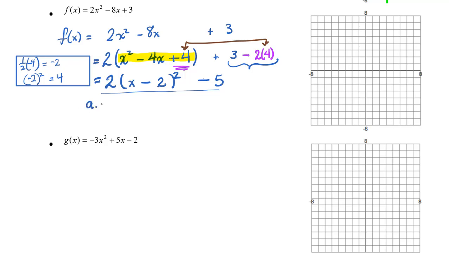My axis of symmetry is at x equals 2. My vertex is at 2, -5, and my function is opening upwards.